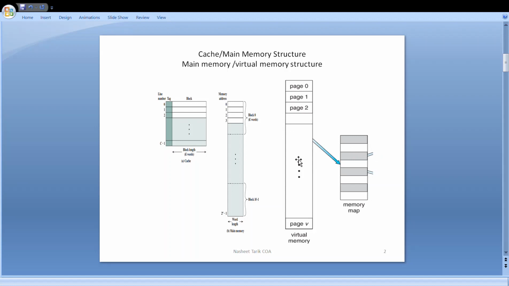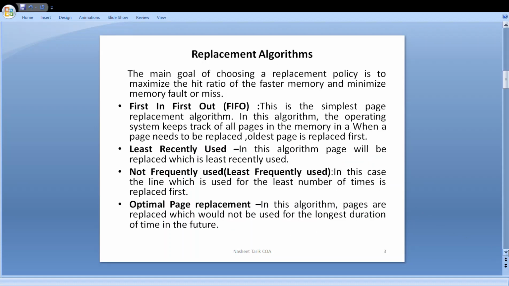So the page replacement policy is applicable to cache memory and main memory as well as to virtual memory and main memory. Now in the examples, I would be taking higher level memory as M1 and lower level memory as virtual memory. Now, the main goal of any replacement algorithm is to maximize the hit ratio and to minimize the memory fault. Four types of algorithms are there: first in, first out, least recently used, not frequently used, and optimal page replacement.